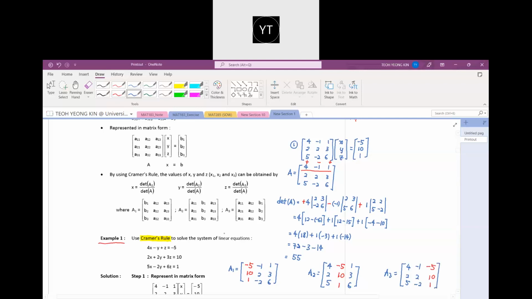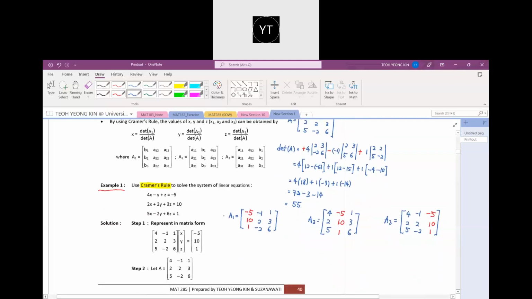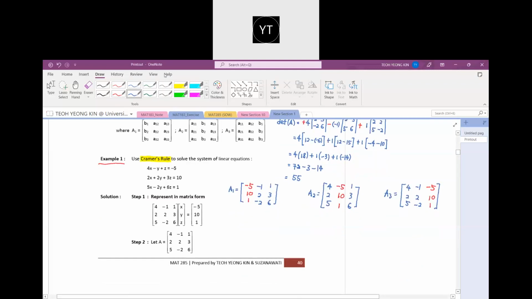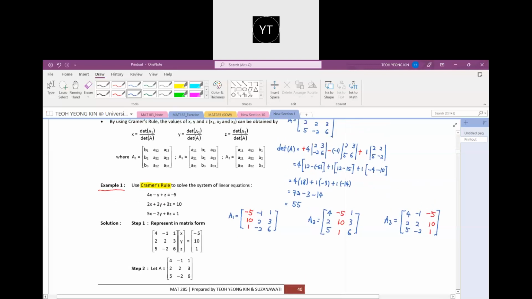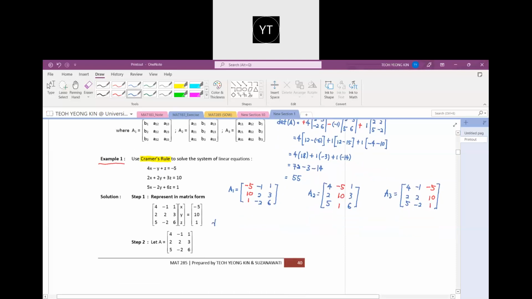After that, we find the determinant for each one. Kita cari determinants of A1, A2 dan A3. So, determinant of A1, A2, A3, just like before, macam atas ni lah. Cari balik macam tadi. Let's say I'll show you A1. Determinants of A1. Sama saja. I use the first row. Positive, negative, positive.